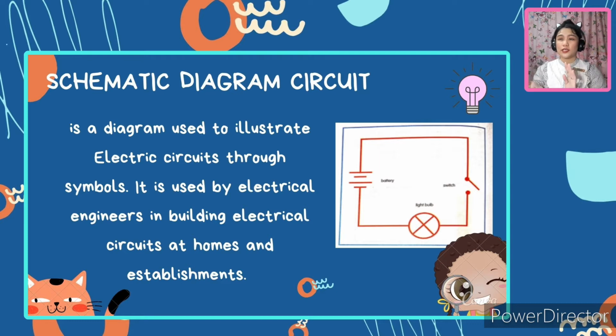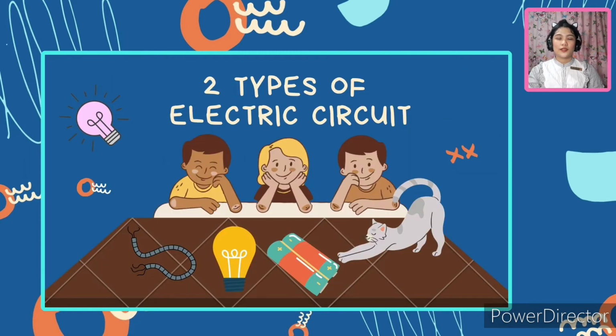This schematic diagram circuit has the plans, the arrangement, the components needed to install electric circuits in our homes, in buildings, and other establishments. So there are two types of electric circuit. I want you to watch this video. Take note of the details that you think are important.